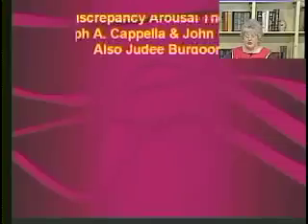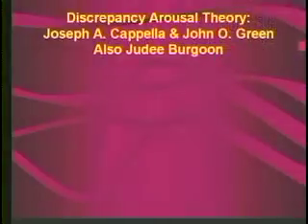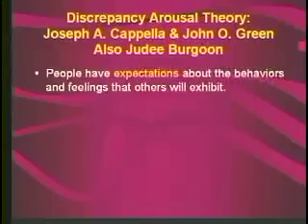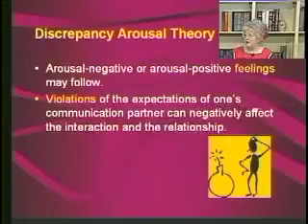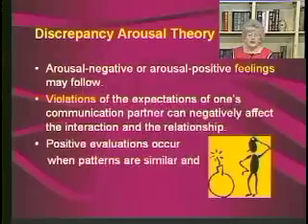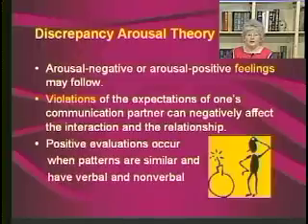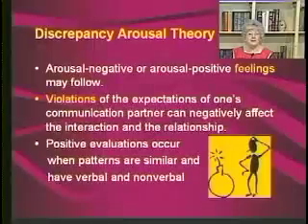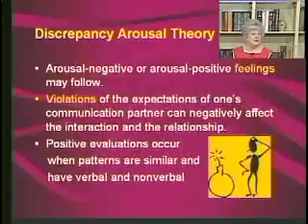Okay, discrepancy arousal theory we considered next, and that's the work of Capello and Green, and then later on Judy Burgoon got into the act. But this theory points out that people have positive and negative expectations about things, and when things don't turn out the way that we want them to, then there's an arousal that occurs. And sometimes it's positive, and sometimes it's negative. If somebody you like walks in and you say, "Good morning, how are you?" and she just walks past me like I'm a column in the room, that's going to be a negative arousal.